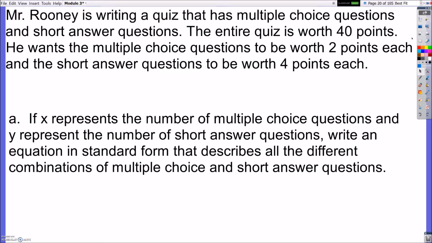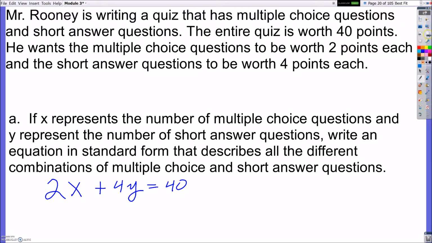If X represents the multiple choice questions and Y represents the short answer questions, write an equation in standard form that describes it. So I have two types of questions. I have multiple choice, and they said I want you to use X for multiple choice. So each multiple choice question is 2 points, and 4 points per short answer question. And when I add them together, I'm going to have a total of 40 points.